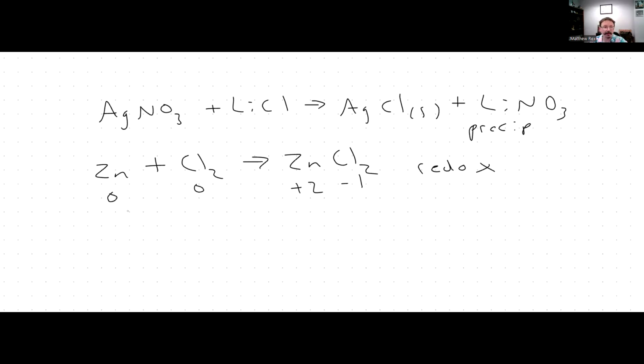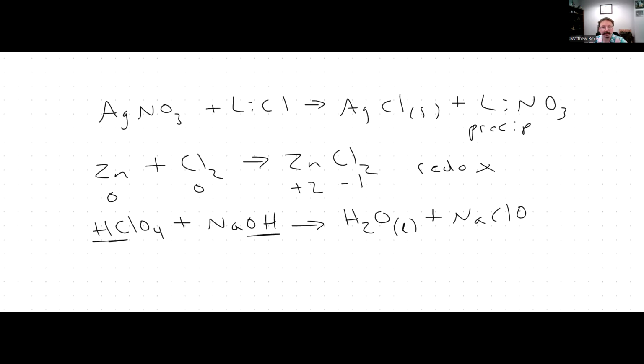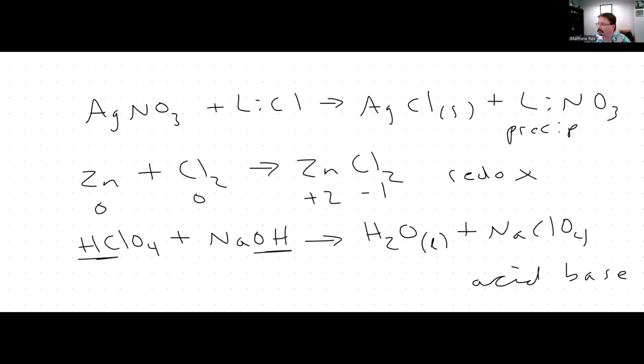And the last one, we have perchloric acid reacting with sodium hydroxide. So I have an acid and I have a base. There's my acidic hydrogen. There's my OH. It gives me water and a salt. So that is my acid-base reaction right there. What coefficient should go in front of the water when this is completely balanced?